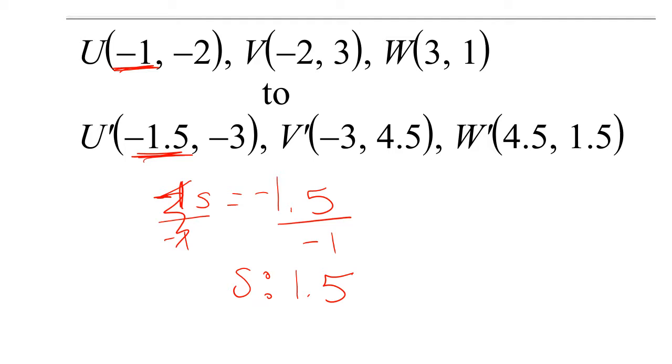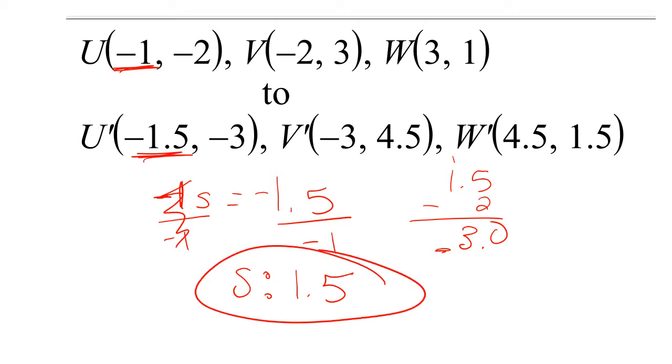I could confirm it by checking other points. I could ask myself, is 1.5 times that -2 give me -3? Well, yes, the sign would be negative. Now let's do the math. And yes, we get 3.0 or 3, -3. So my scale factor of 1.5 definitely works and is reasonable.